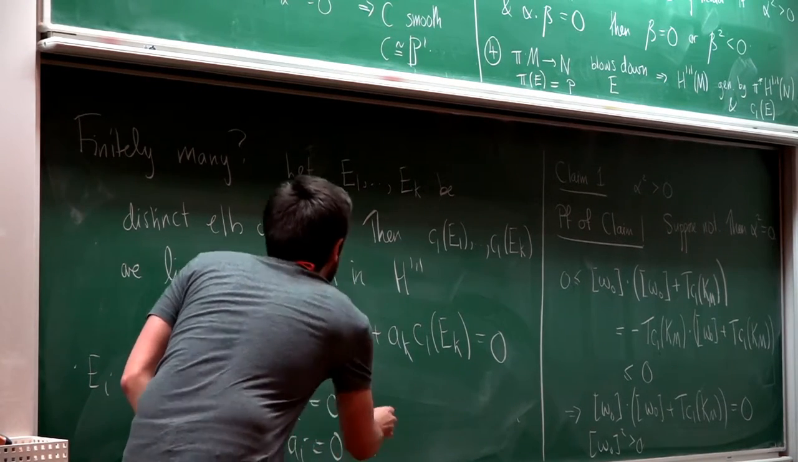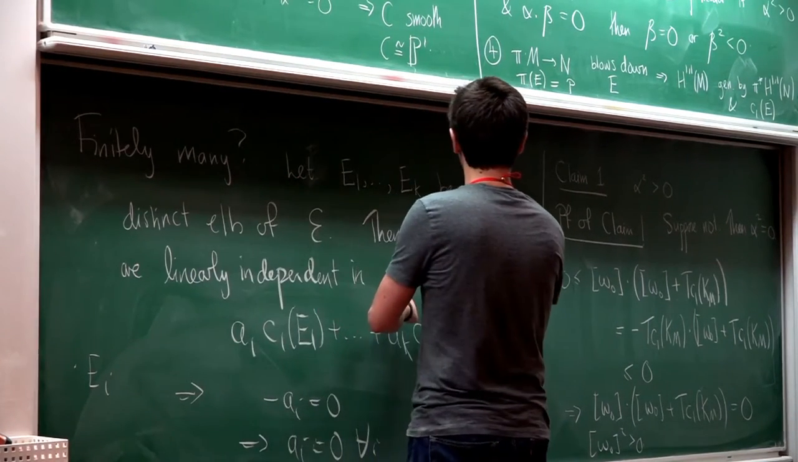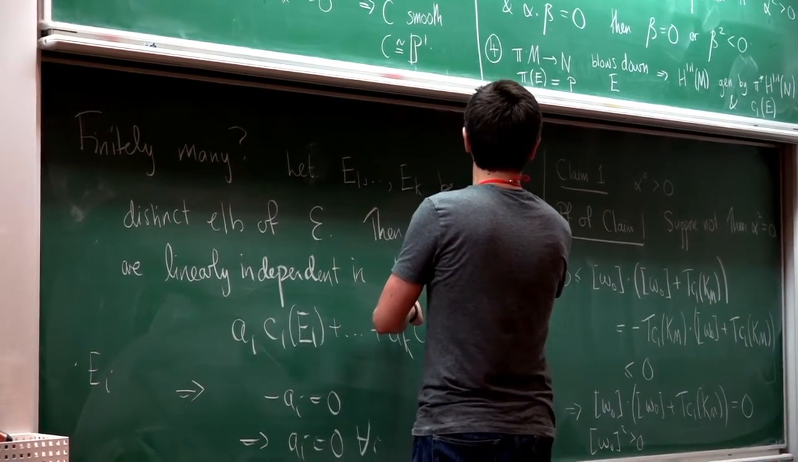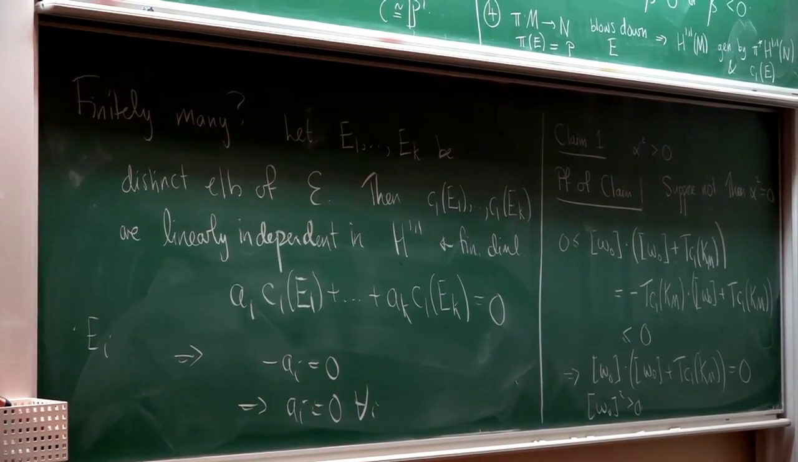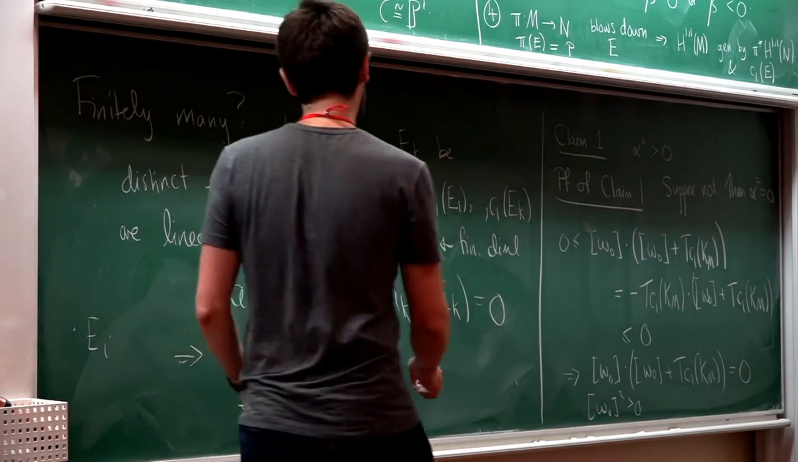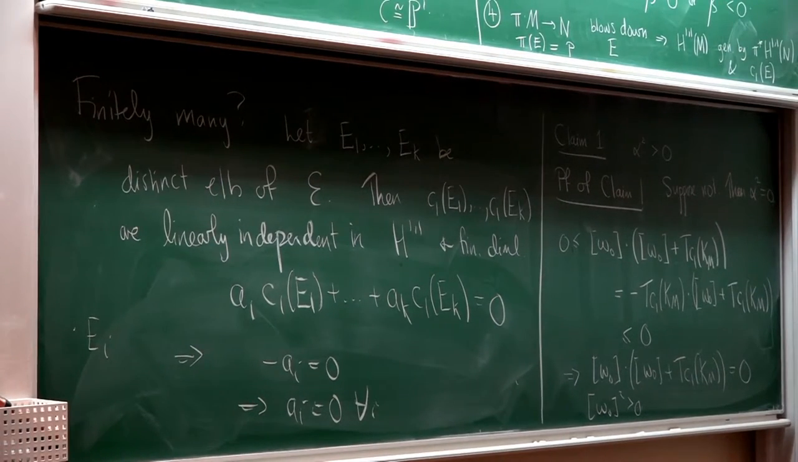All right. So they're linearly independent, but this is a finite dimensional vector space. So you can't have infinitely many. It would contradict the finite dimensionality of H11. Okay. So that says there are finitely many. Okay, so we've proved claim 2.